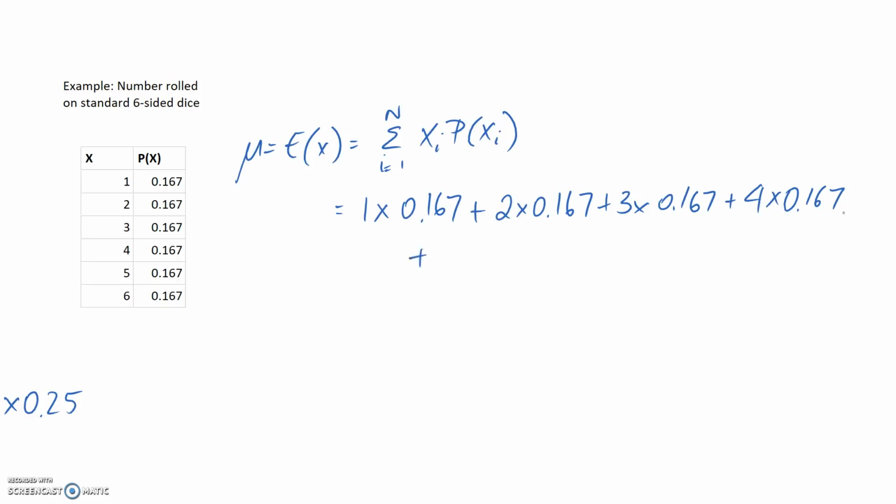Coming up to the next line, the next one is 5 times 0.167, and finally 6 times 0.167. If you type all of that into a calculator, you get out the answer of 3.5. What this is telling you is that on average, you can expect to roll 3.5. So it sits in the middle between 3 and 4.